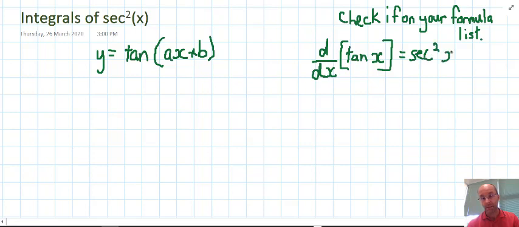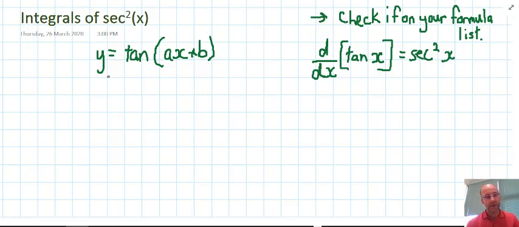And that might even be if you have a formula list or a formula sheet which shows up on assessments, or if you make study notes, you might already have that there. So if you have that there, when you're doing tasks, questions, or even exam questions, that's handy. So derivative of tan x is sec squared x.